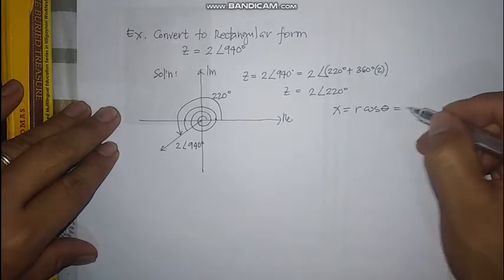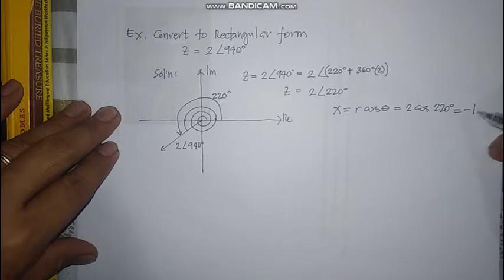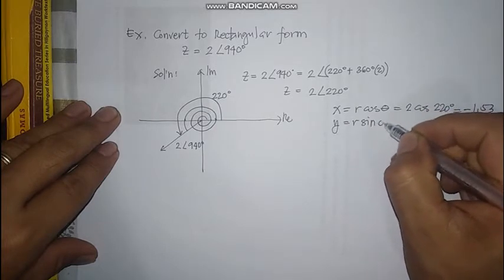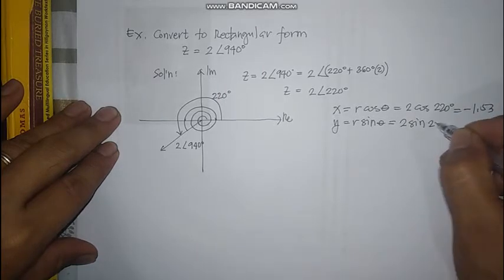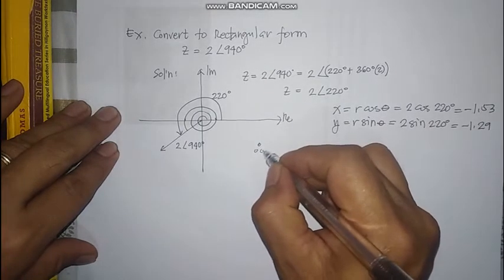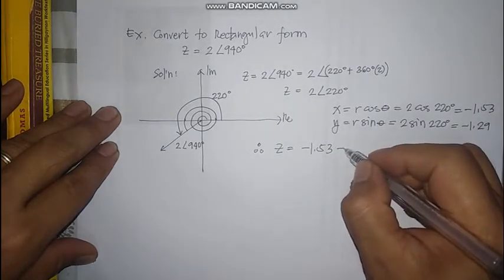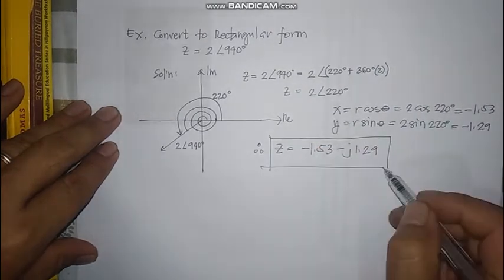To solve for x, the real part, we have 2 cosine of 220 degrees. Use your calculator. What will be the result? That's negative 1.53. We also have the imaginary part. Use your calculator: 2 sine of 220 degrees, the value becomes negative 1.29. So you now have your rectangular form: negative 1.53 minus j1.29. That will be your final answer.